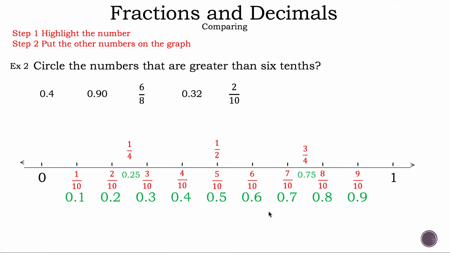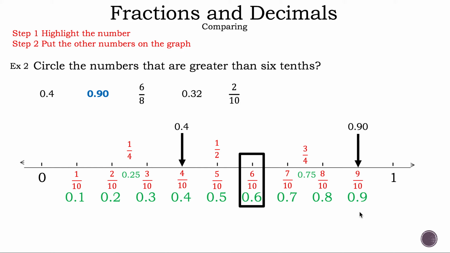Now let's take a look at the next one. Circle the numbers that are greater than 6/10. So let's go ahead and highlight 6/10 or box it or do something. And now we can go forward with the numbers below. So let's take a look at 0.4. 0.4 here. Let's put it on the graph. Now let's take a look at 0.90. Once again, remember, the extra 0 in this case doesn't mean anything. So we know it's the same as 0.9. So we can go ahead and put it on the graph.